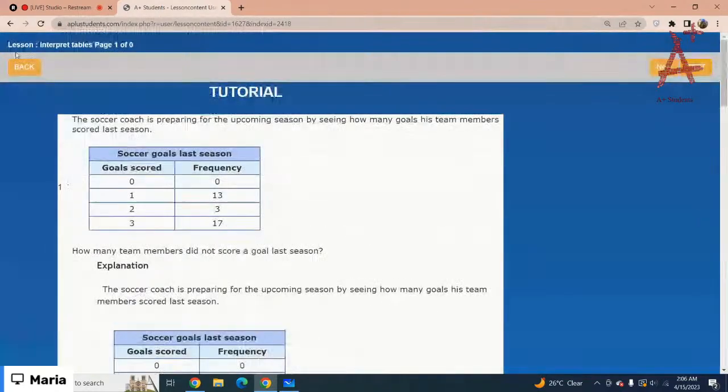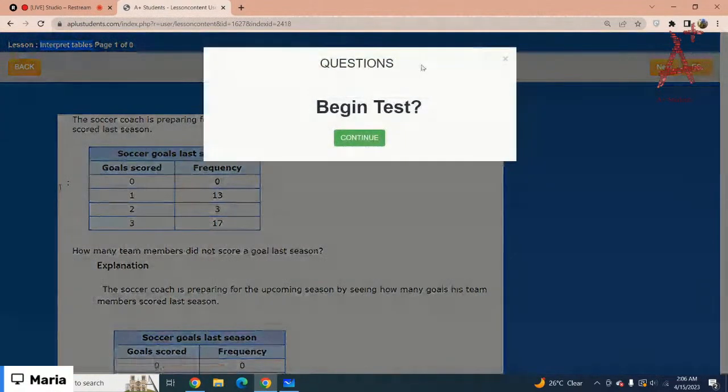Grade 7 Maths. The chapter name is Data and Graphs. And here is the lesson name, that is Interpret Tables, I'm working on. Okay, let's just start with the test questions.